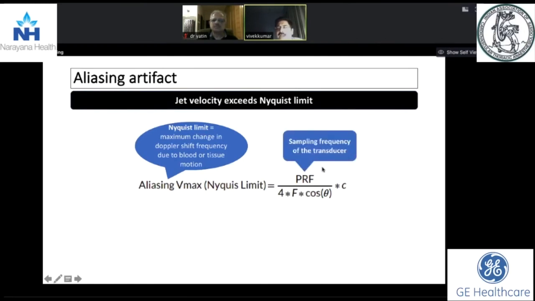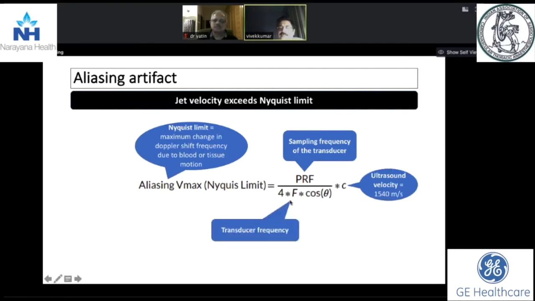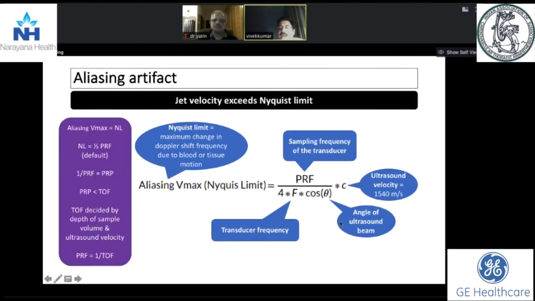What is PRF? Remember, it is the sampling frequency of the transducer. So if the transducer is firing 100 times a minute, the PRF will be 100. It is the sampling frequency of the transducer. C is the ultrasound velocity in tissues, which is 1540 centimeters per second. And F is the transducer frequency in megahertz. So you can have 3 to 5 megahertz. Linear probes are 10 megahertz. Do not get confused between F and PRF. So this is the transducer frequency. This is the sampling frequency of the transducer. This is the angle of incidence of the ultrasound beam.